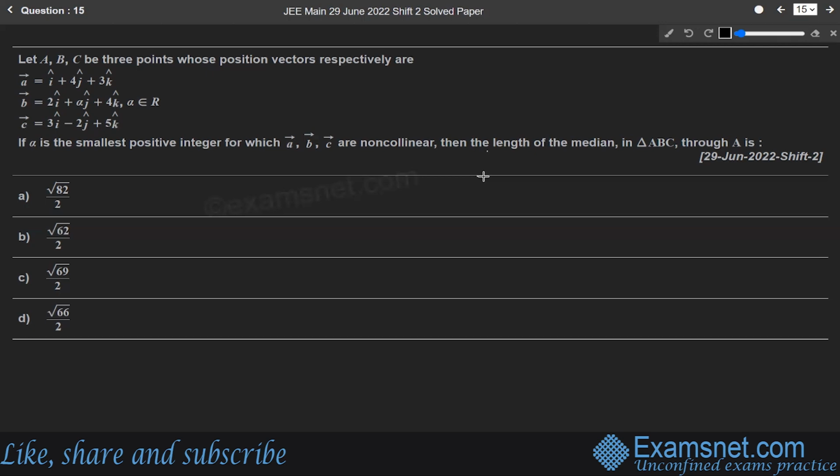Okay, so firstly, let us make a triangle to understand the concept. Consider this as the required triangle ABC. We want to find the length of the median in triangle ABC through vertex A. So through A, let us make a median. Let it be M. Now we have to find the length of this median. It means we have to find AM, basically the distance between A and M.